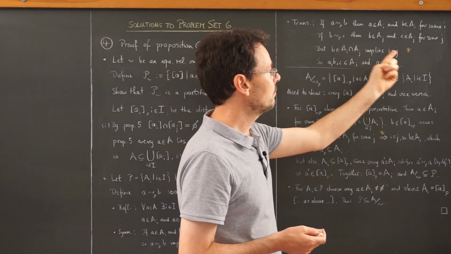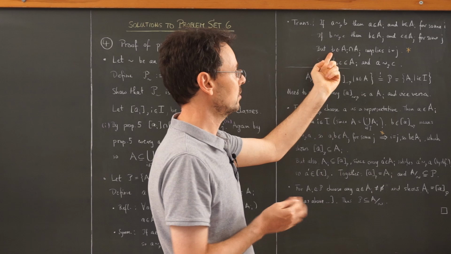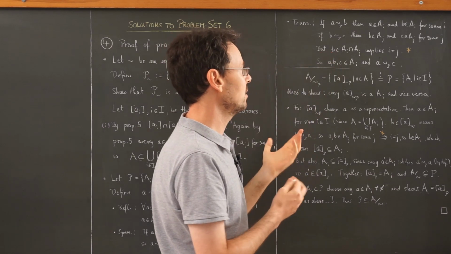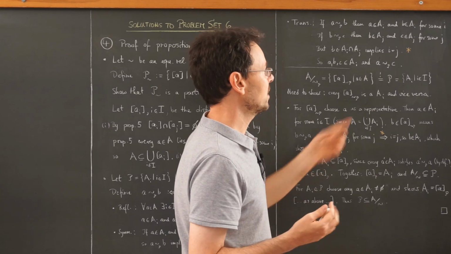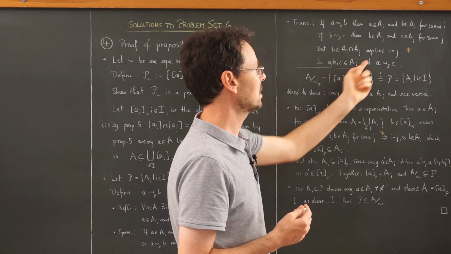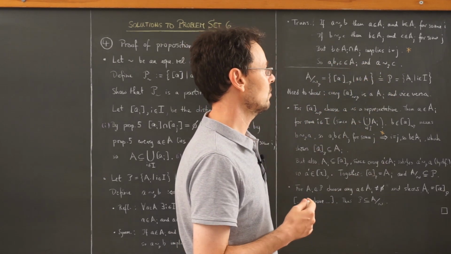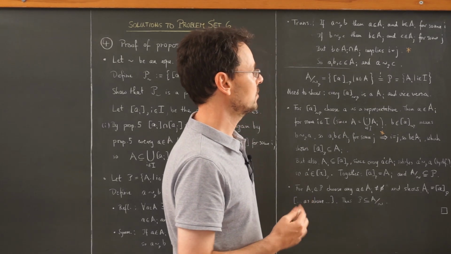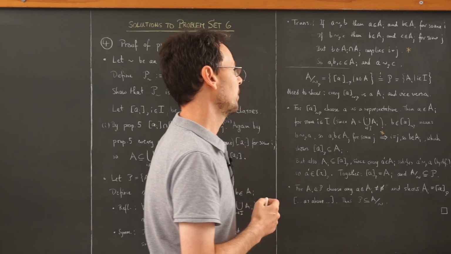But if I were not equal to J, this intersection would be the empty set, contradicting that we have found an element in there. So this automatically implies that I must be J. So taking this together means that all three elements lie in the same set, and in particular then A is in relation to C. So this is indeed an equivalence relation.